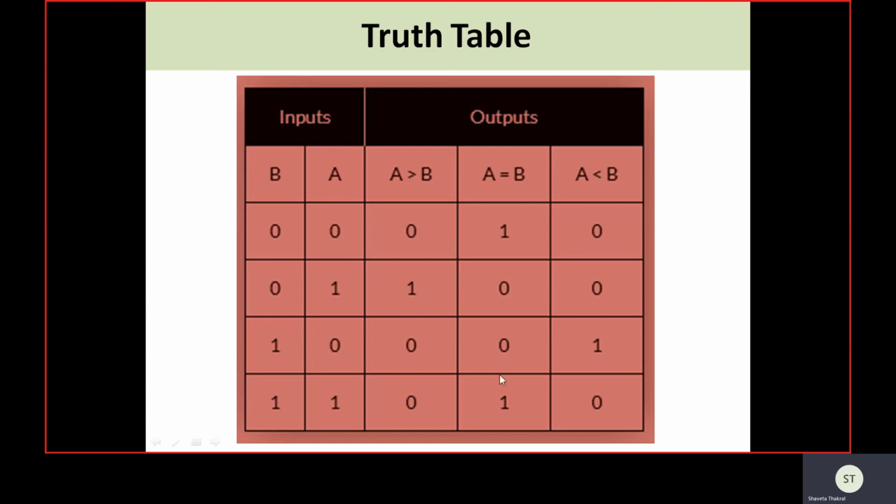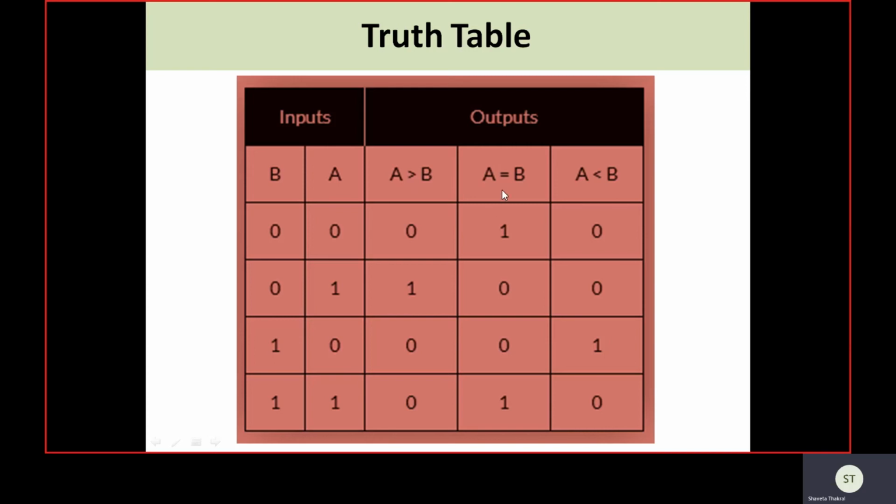And if we see A less than B, the output is high corresponding to this combination of input, where A is taken in terms of complement because it is 0, and B is taken as it is. So the expression for this output line we can write as A complement B.